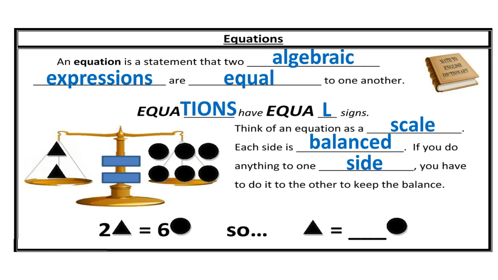Look at this example scale. There are 2 triangles on the left side and 6 circles on the right side. They have to be equal to each other. The scale is balanced, so the equation is balanced. If I were to solve this equation to find out what a triangle equals, I would end up finding that there's 1 triangle for every 3 circles. In this case, we can just count it out.